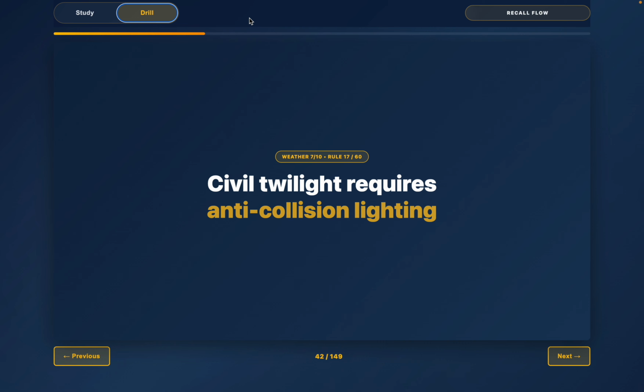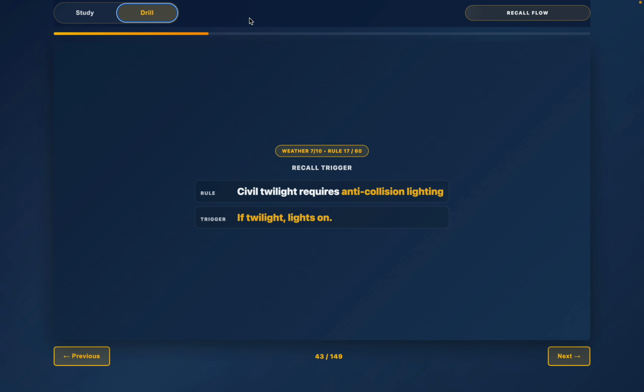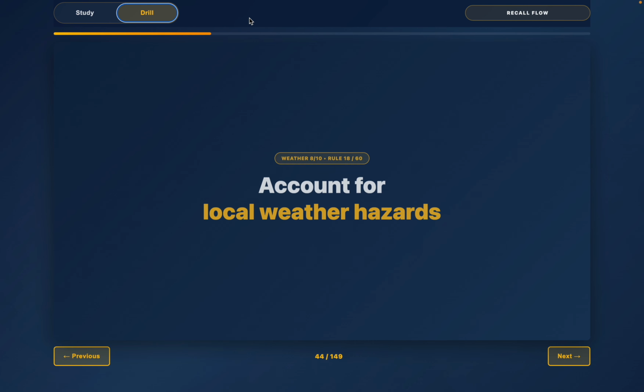Rule 17. Visibility isn't just distance, it's detectability. Anti-collision lighting exists so others can see you in reduced light. Trigger phrase: if twilight, lights on.